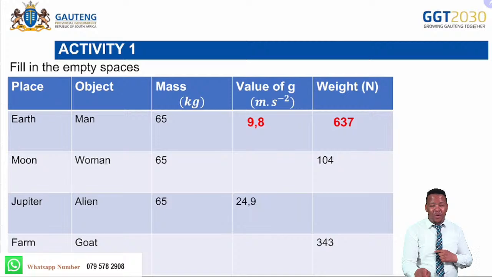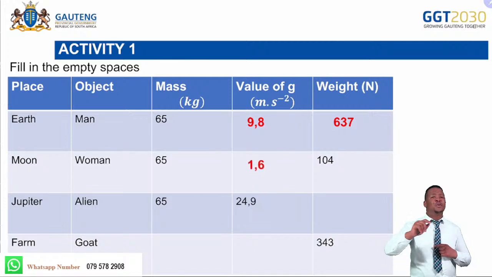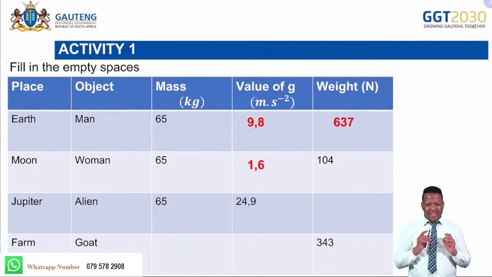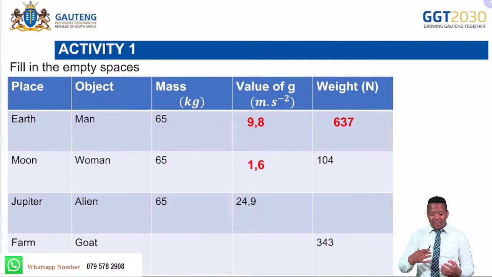The value of G on the moon, 1.6. Absolutely correct. So let's go to Jupiter. In Jupiter, we have an alien which has a mass of 65 kilograms. All right. The value of G in Jupiter, 24.9.